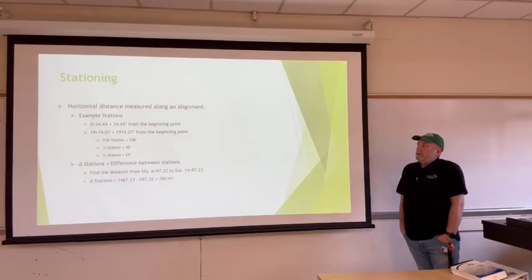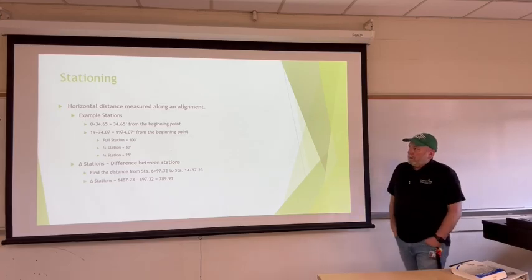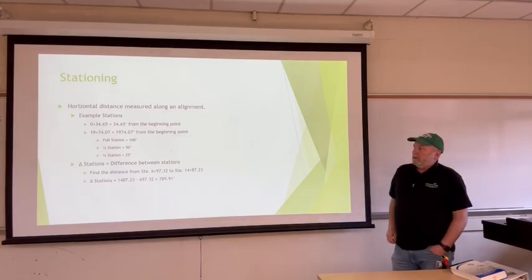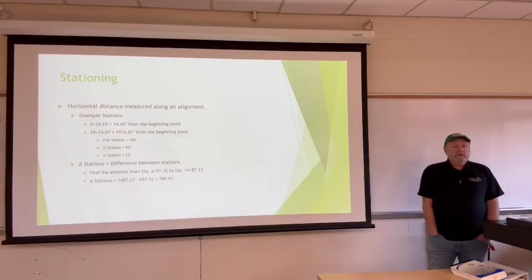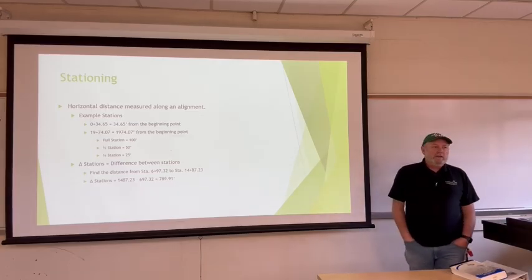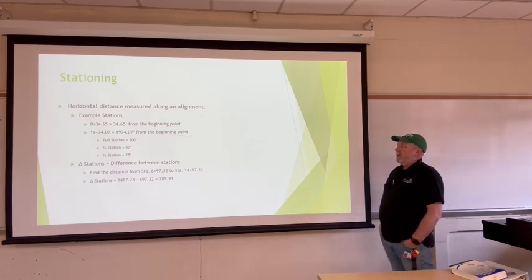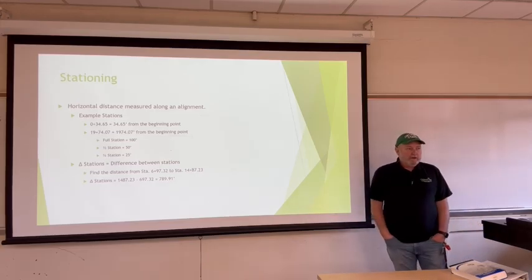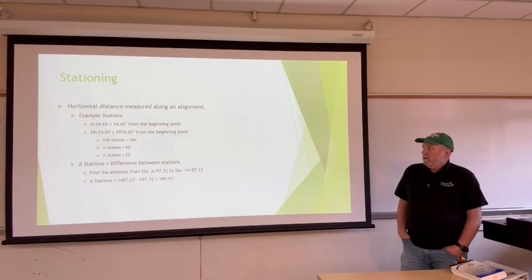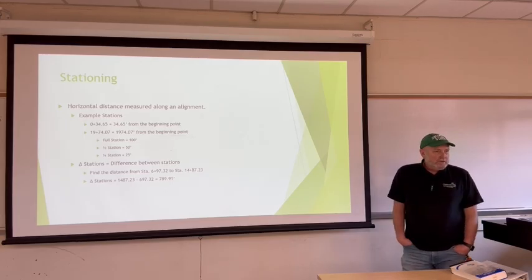Stationing is horizontal distances that are measured along the alignment. So for example, you will see a station maybe something like 0+34.65. That means that is 34.65 feet from the beginning point, the beginning of the alignment. Or 19+74.07 is really 1,974.07 feet from the beginning point on your alignment. Full stations are every 100 feet, half station 50, and a quarter station 25 feet.